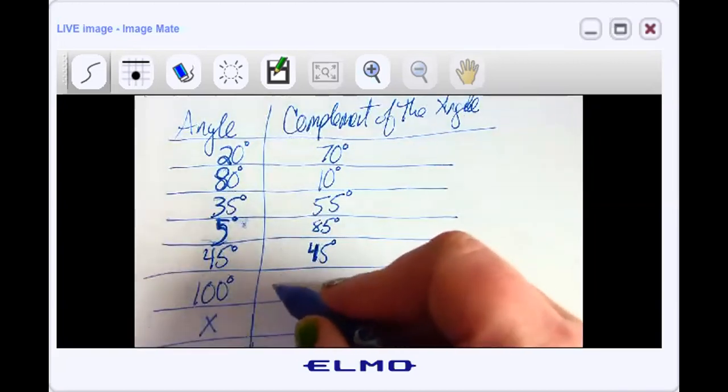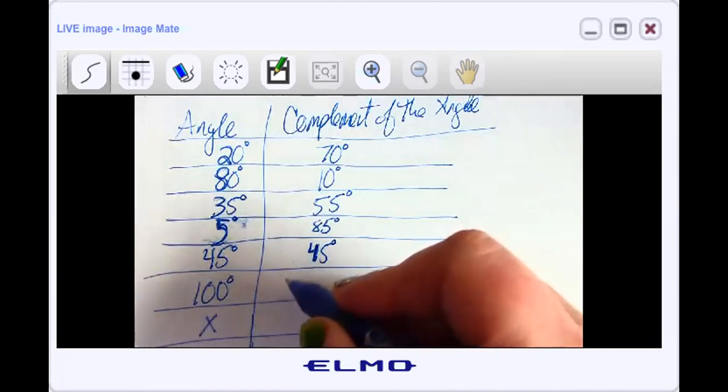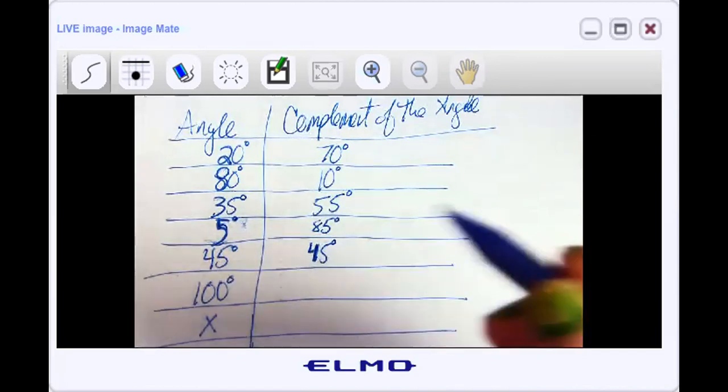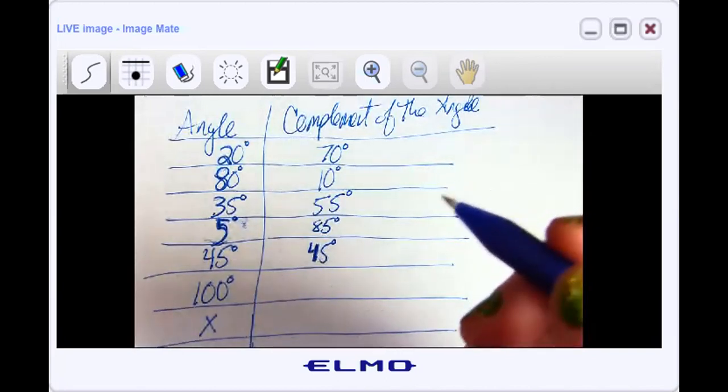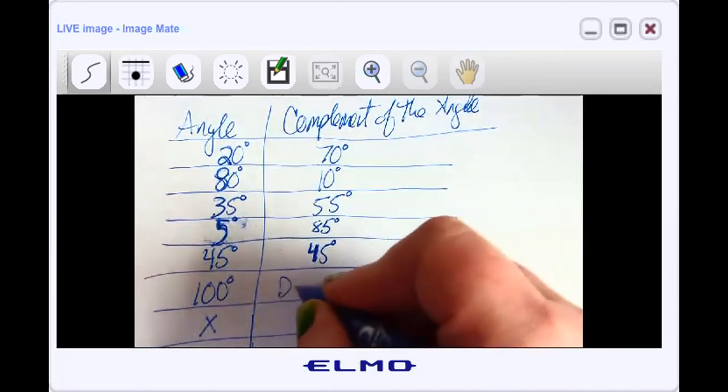So if I end up with an angle bigger than 90 or equal to 90, right? 90 itself wouldn't have a complement. I guess you could say 0, but we're just going to say it doesn't have a complement.